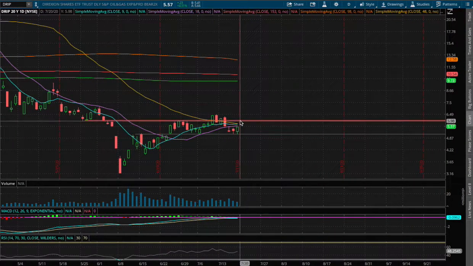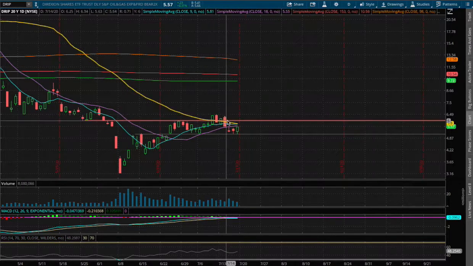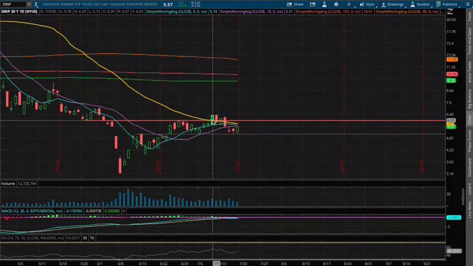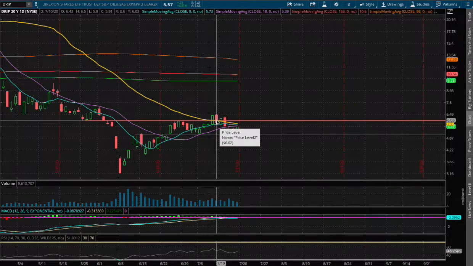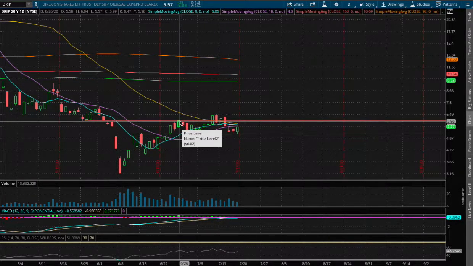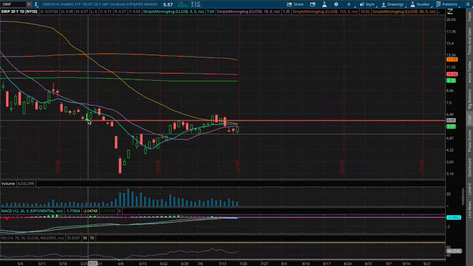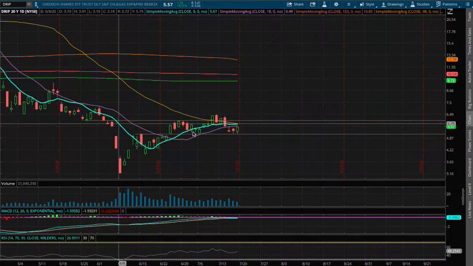And to the upside for resistance, that price level is around $6.03. And that coincides with previous resistance levels that dated back from July 10th as well as June 26th, and previous support levels all the way back to May 27th. Since we're below support, that now acts as our resistance.